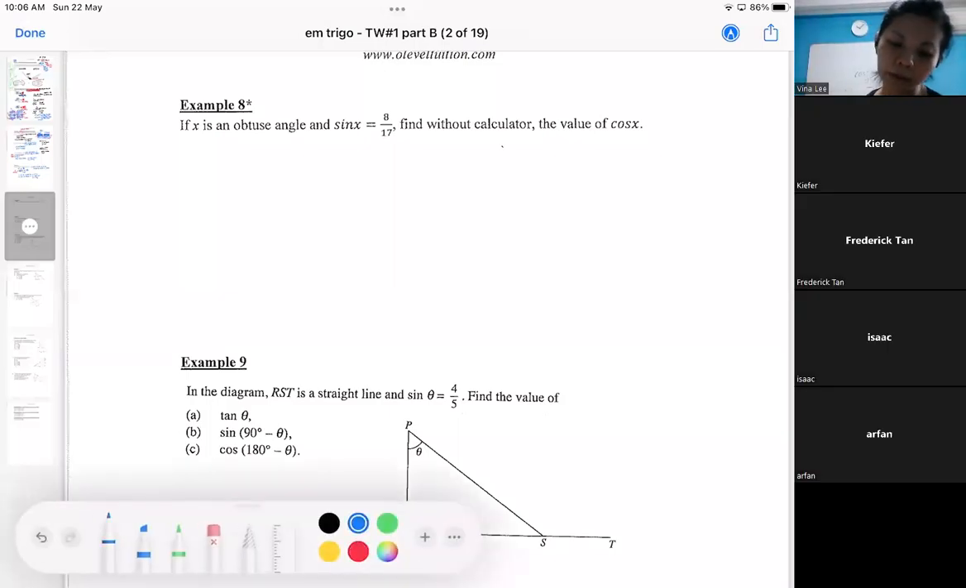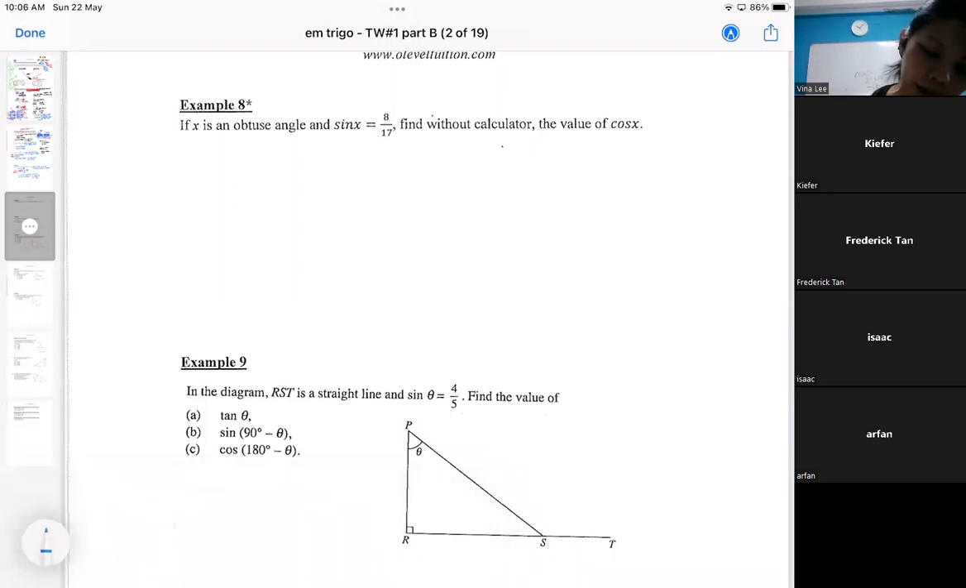So if you look at example 8, they gave you an obtuse angle and they give you a ratio, and they will ask you, you are supposed to do it without calculator. So the meaning of without calculator means they don't really mean you cannot do the literal calculation. What they meant is, right, you cannot find x.